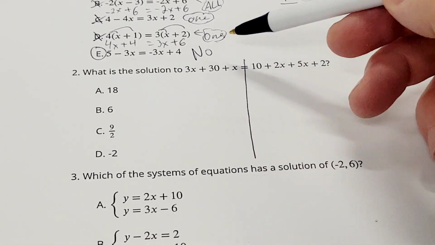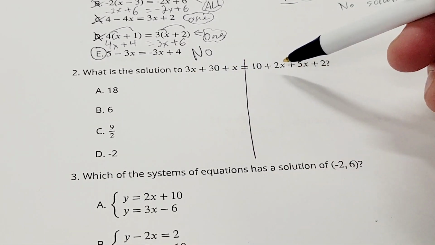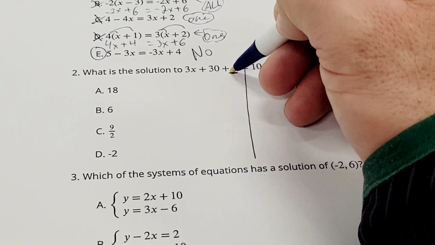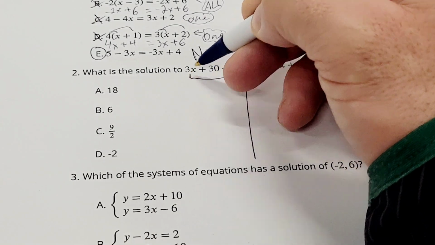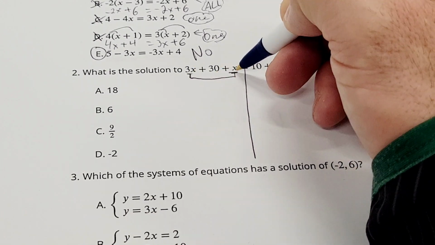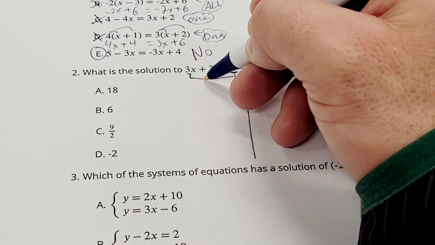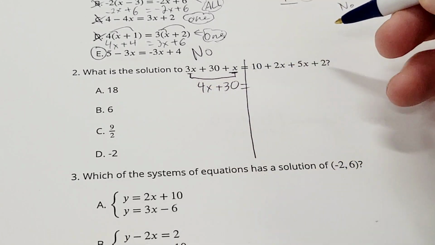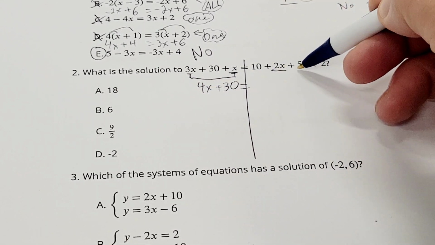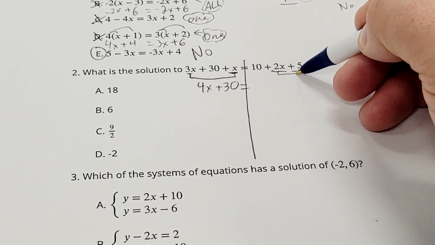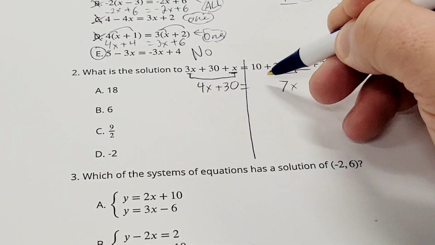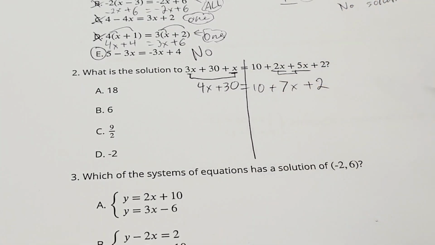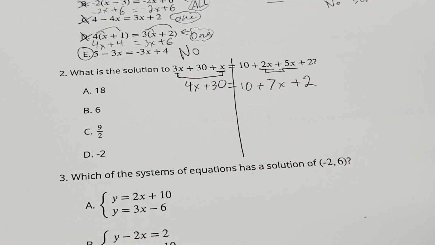What I'm seeing first is there's multiple x terms on both sides, okay? So speaking of one side at a time, I should be able to take these and combine them. 3x plus 1 more x is 4x plus 30. On this side, I have 2x plus 5x is going to be 7x. And all the other numbers that haven't been used fall down in place.